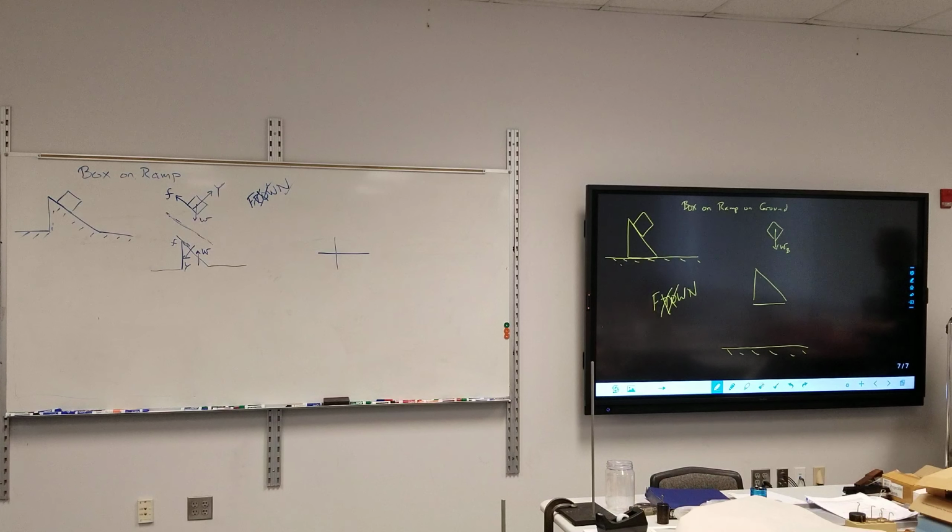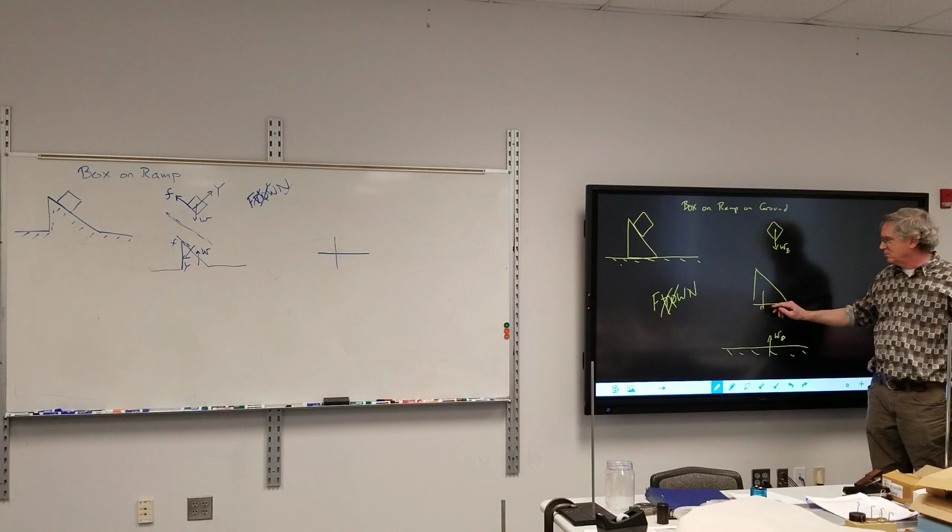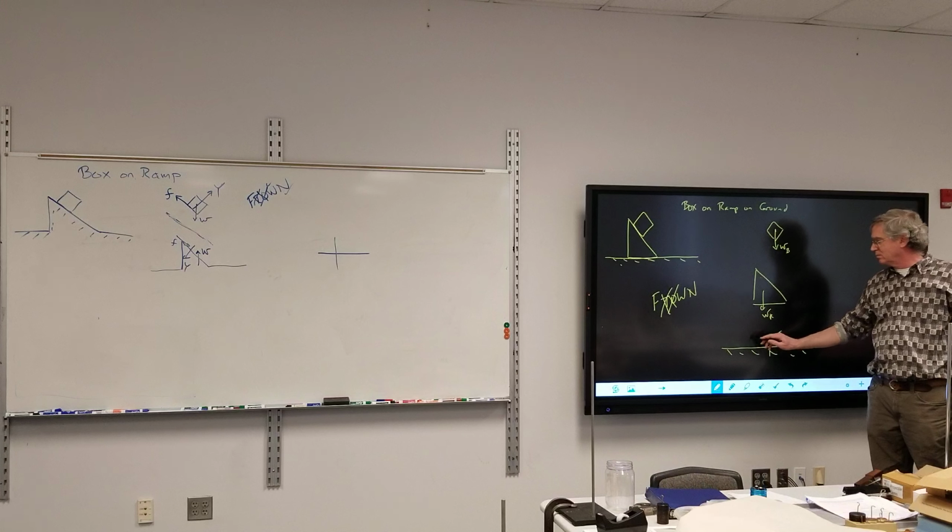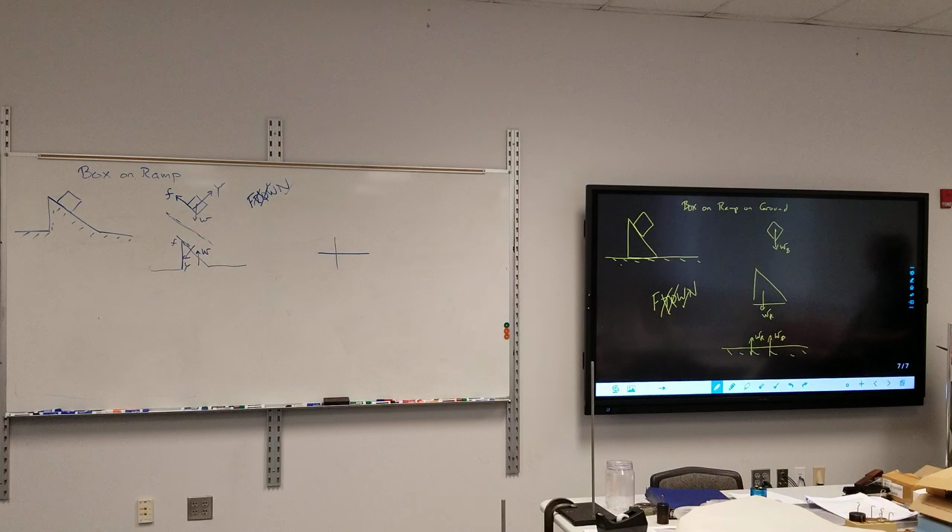Weight is acting down on the ramp. That's it, covered all the objects, so weight is done. Normal force. Anywhere there is contact between two objects, there probably is going to be a normal force.